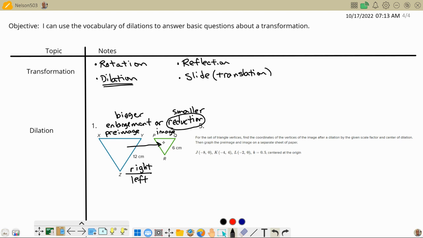And now we want to reduce the size of this triangle down. And this is our new image. So you take the image divided by the pre-image to figure out the scale factor. Okay, so where did we start? We're going to divide that into where we ended up. So 12 is going to be in the denominator and 6 is going to be in the numerator. So the scale factor comes out to be 1/2.